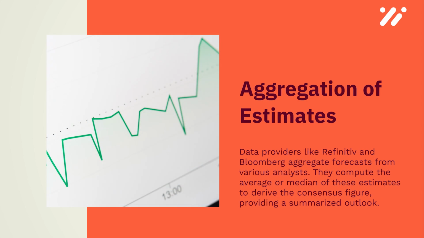Aggregation of estimates. Financial data providers such as Refinitiv, FactSet, and Bloomberg collect these individual analyst forecasts. They then aggregate these estimates, typically by calculating the average or median, to arrive at a single consensus estimate.